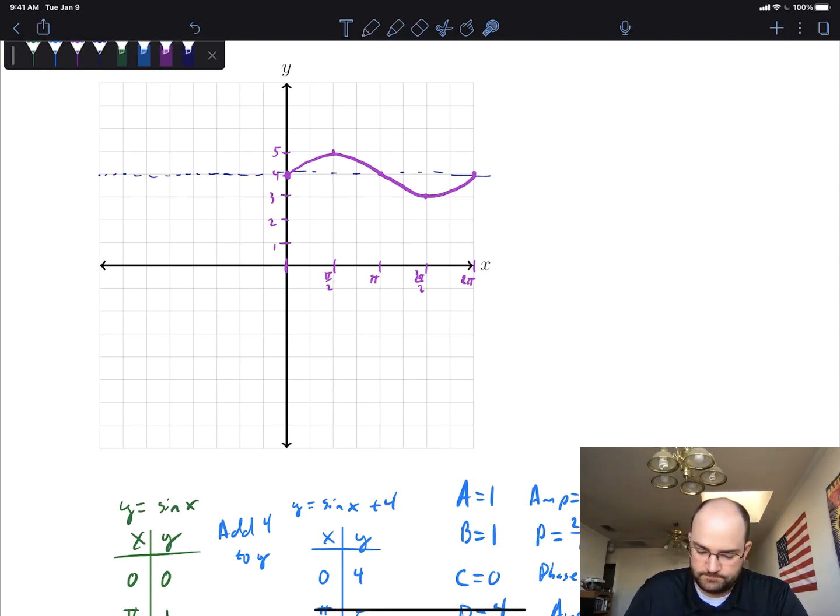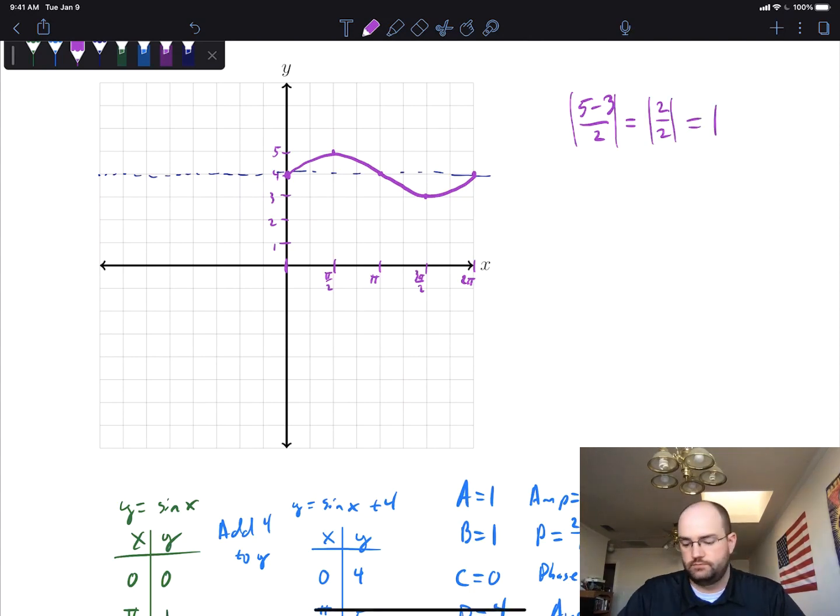And there you go. Now, notice something. The highest that we have here is 5. The lowest that we have here is 3. Take the highest minus the lowest divided by 2. Well, 5 minus 3 is 2, over 2, and then take the absolute value of that, gives us 1. That is the amplitude.